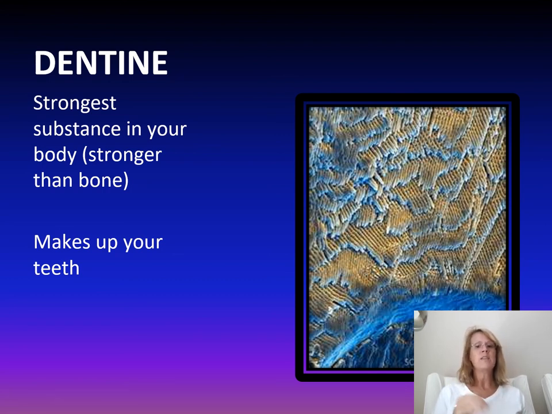A lot of times people think about enamel. Well, enamel is the covering around the dentin. And it is the strongest substance in your body. It's stronger than bone. It's easier to break a bone than it is to chip a tooth.